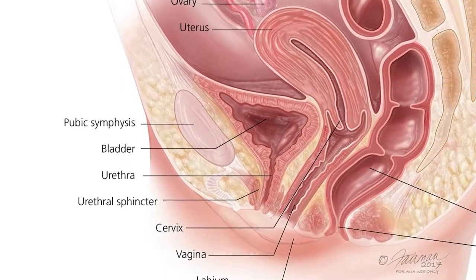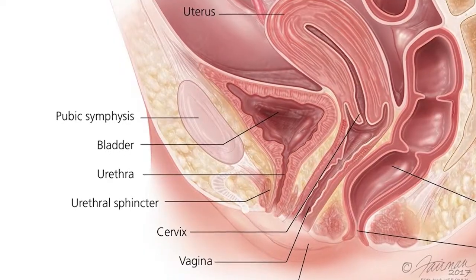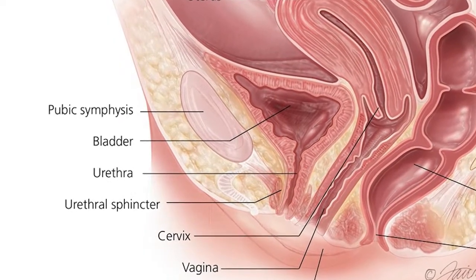The urethra is lined with mucous membrane and has a rich blood supply, which helps to prevent infection and injury.